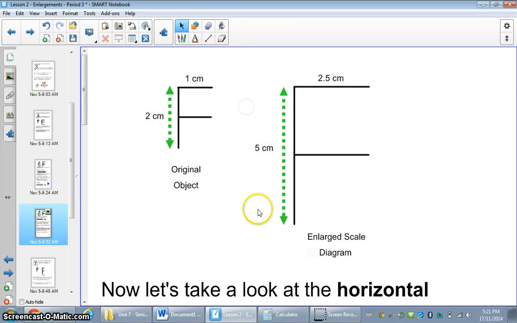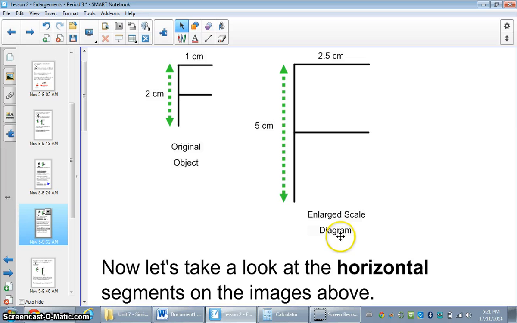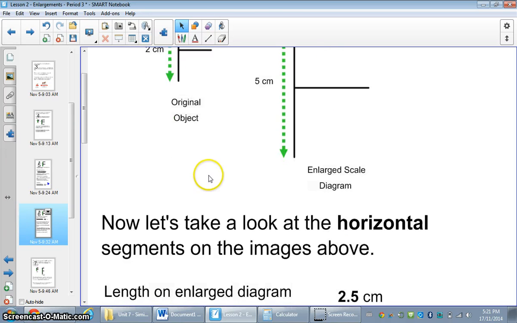So here they are again. And now let's take a look at, that was the vertical. Now let's take a look at the horizontal segments. So this one here, 2.5, and this one here, 1.